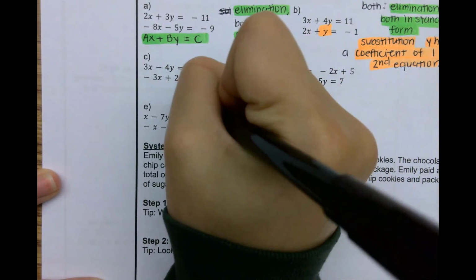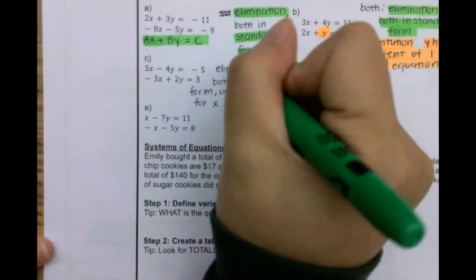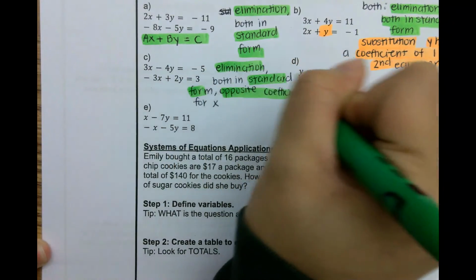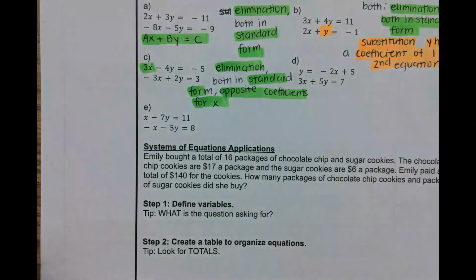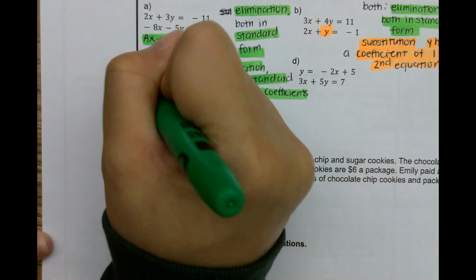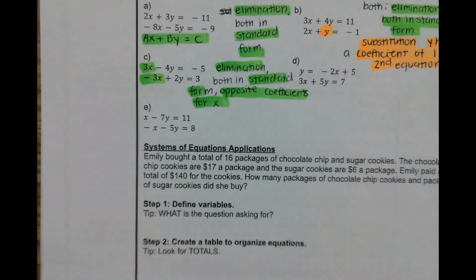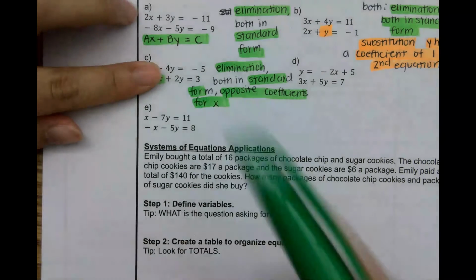So I said elimination. We already said both are in standard form, and here we have opposite coefficients for x. For the first equation I have 3x, and the second equation I have negative 3x. So using elimination, when we add those two equations together, our x ends up being 0x, so there are no more x's, and then it's easy to solve for y.